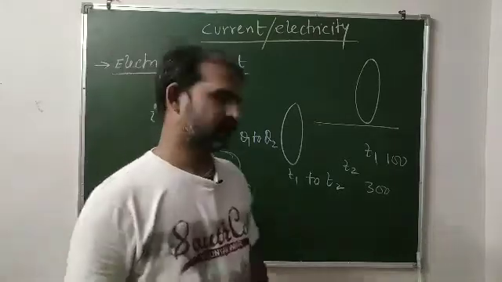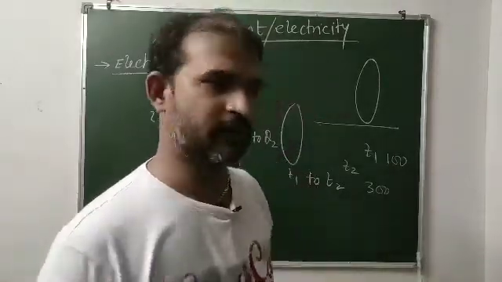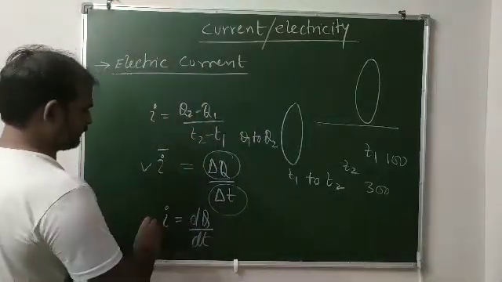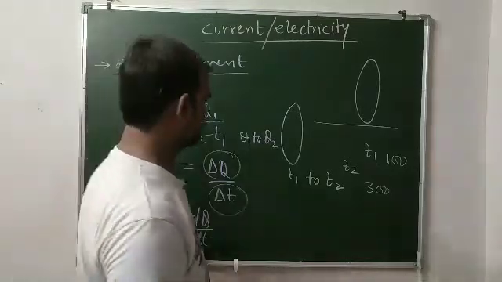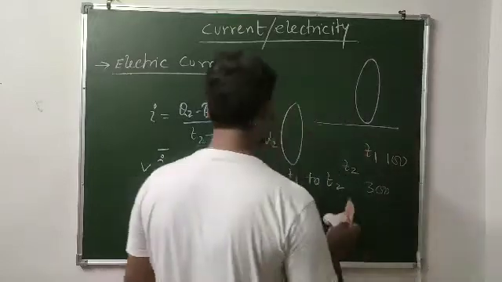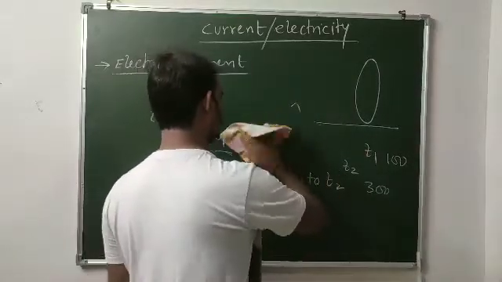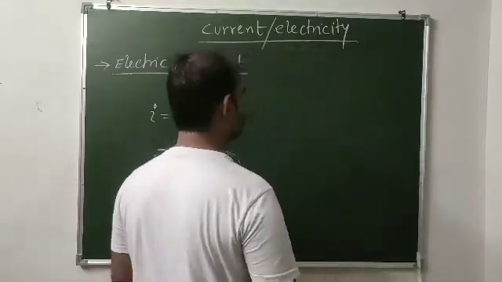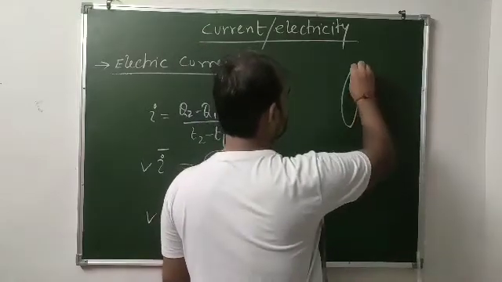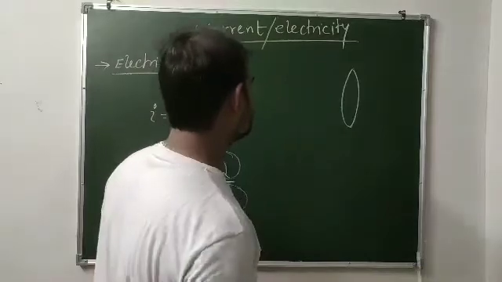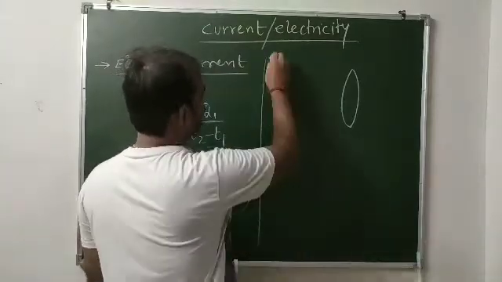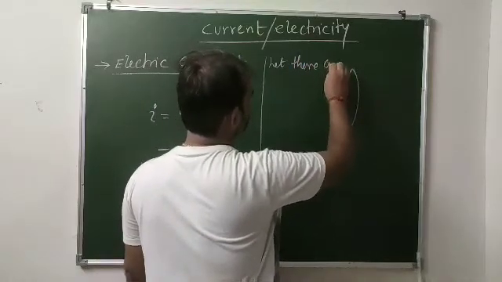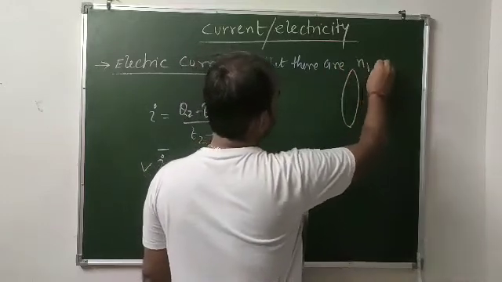Students, this thing you have been taught, I am only recapitulating. This formula you have been taught. Now try to appreciate another formula of electric current. This is a section of wire. Suppose there are N1 particles.